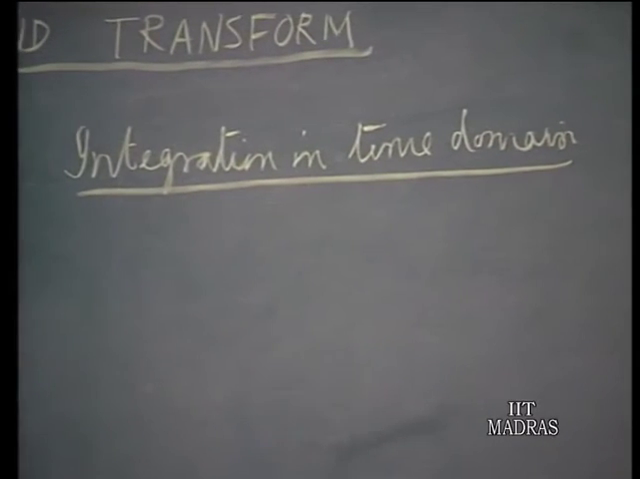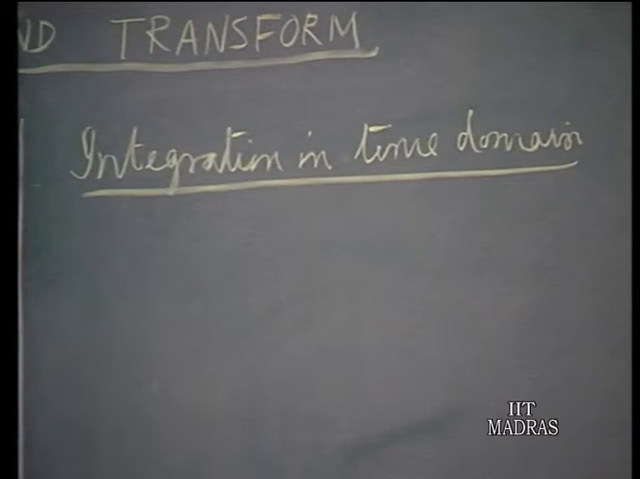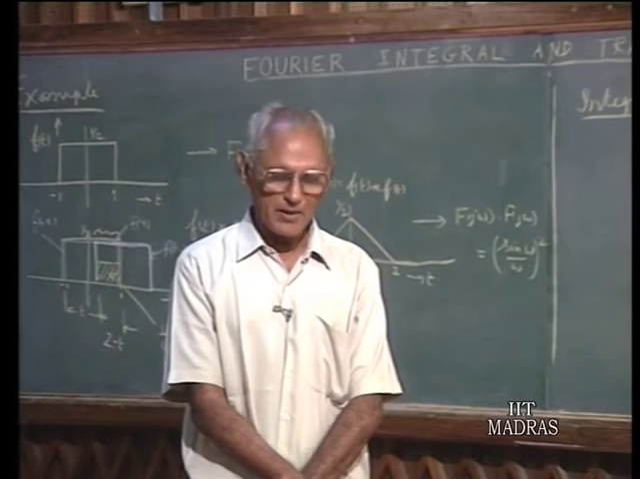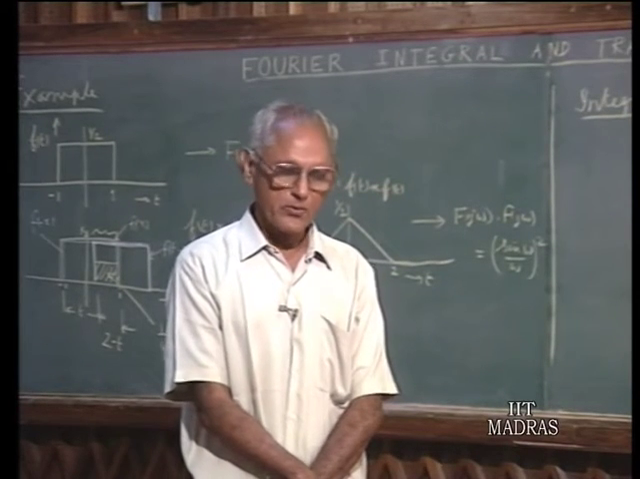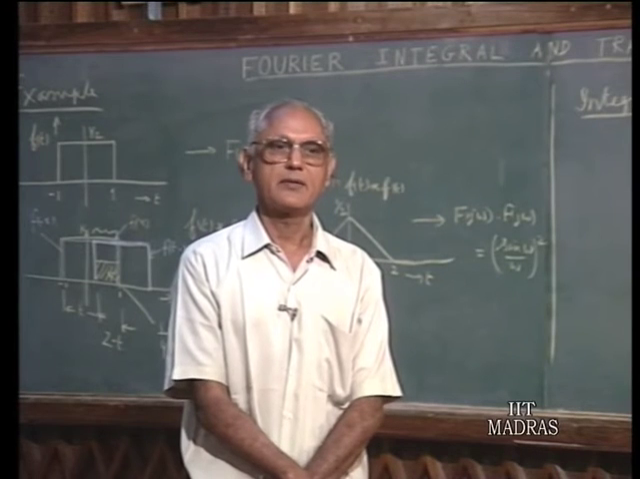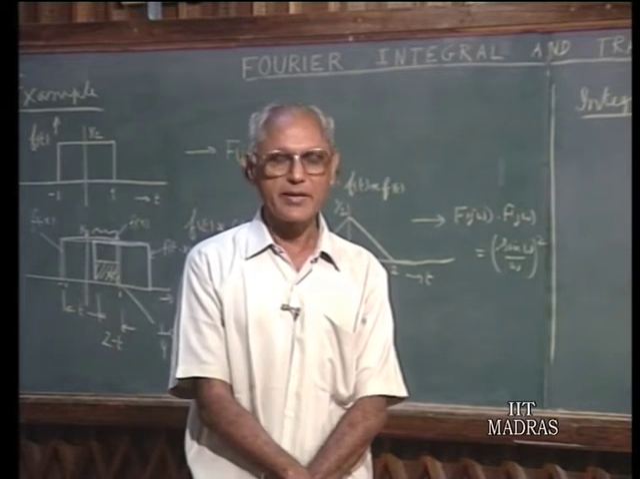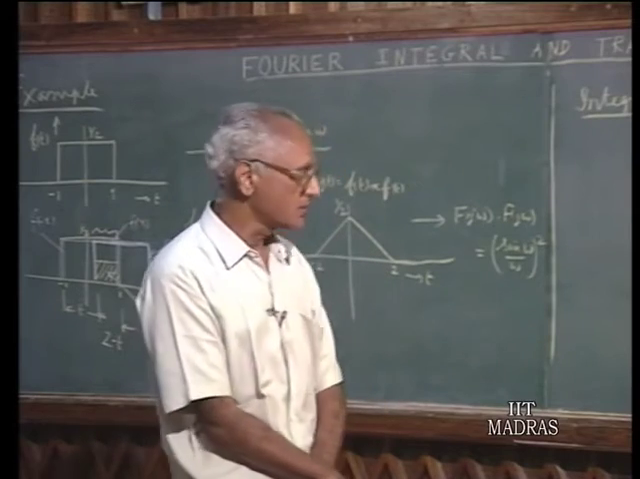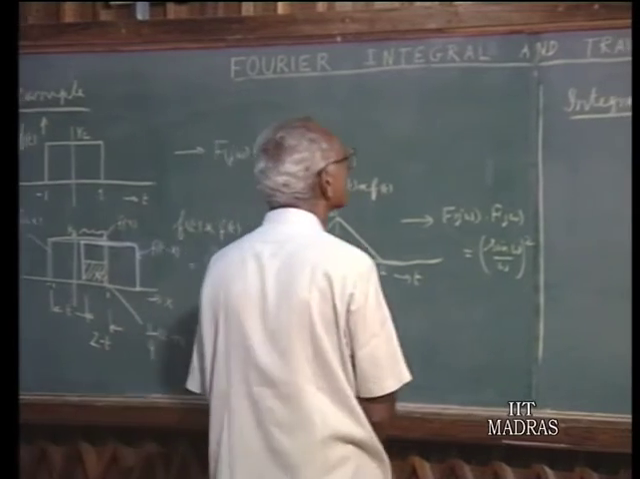You can recollect that we said when a function is differentiated in time domain, in the transform domain it gets multiplied by j omega, and at that time I observed that if you want to integrate a function in time domain, in the transform domain it is not merely division by j omega, it may entail something else. Let us see how that works out now.